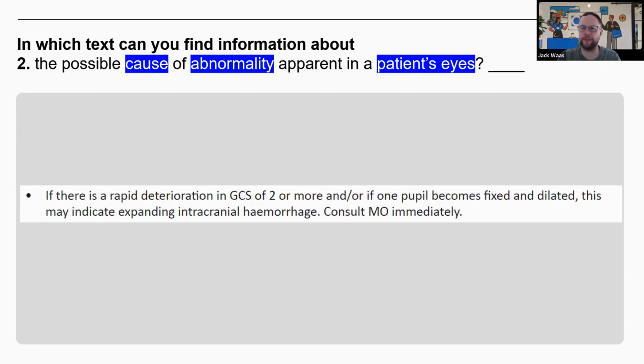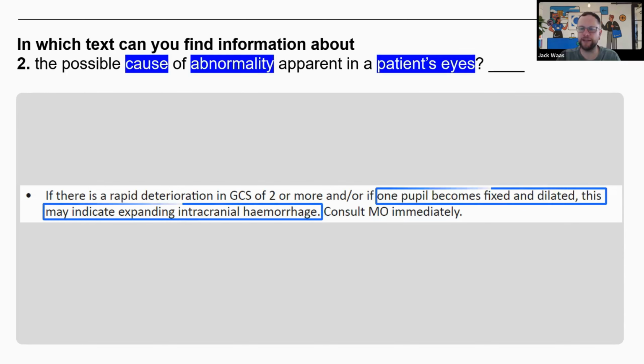Here's information about an abnormality in the eye. One pupil becomes fixed and dilated. And the cause, it may indicate expanding intracranial hemorrhage. So that's how we tackle these matching questions.